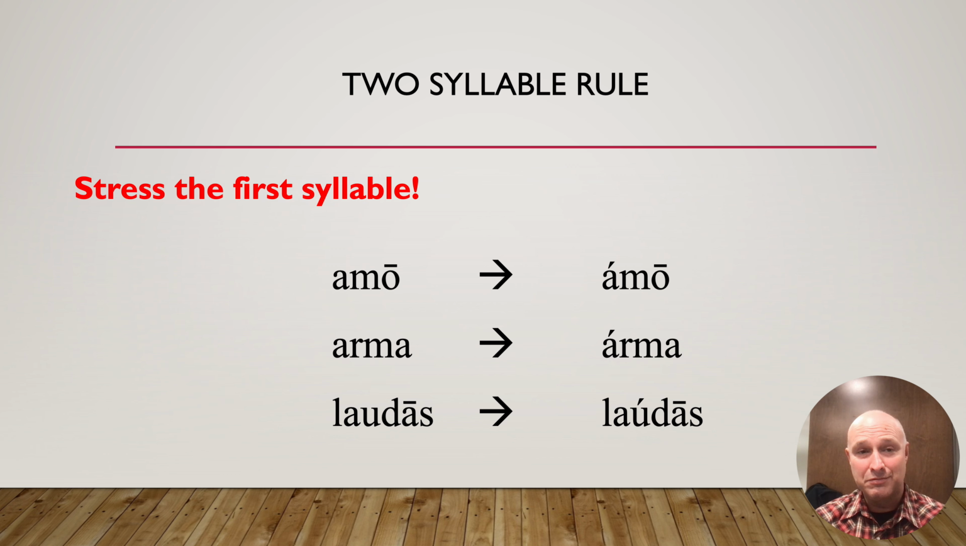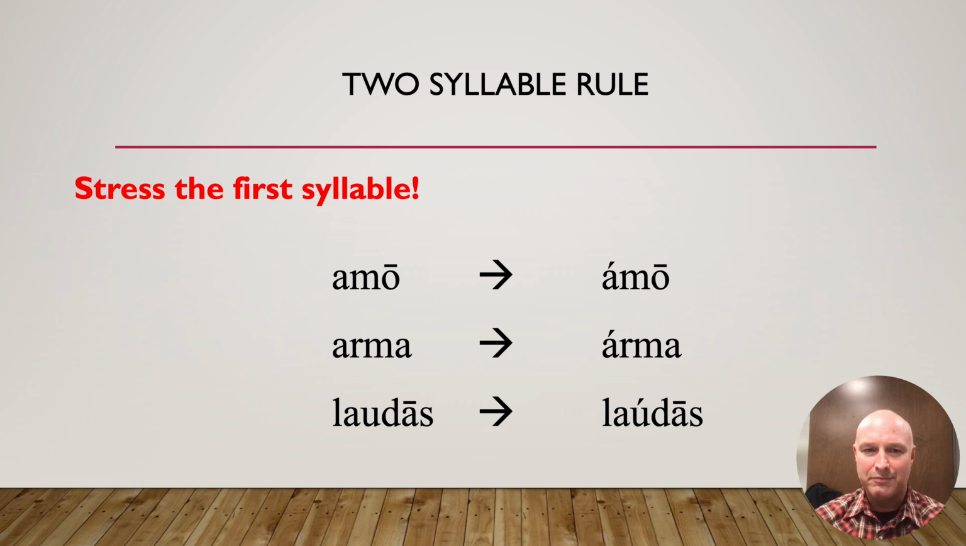Moving on to the next rule, which pertains to words of 2 syllables, the rule is just as easy. You simply have to stress the first syllable of the 2-syllable word. So for example, in the first row, we have amo, and the stress will fall on the first syllable, which is the letter A, amo, not amo. That would be wrong, but amo.